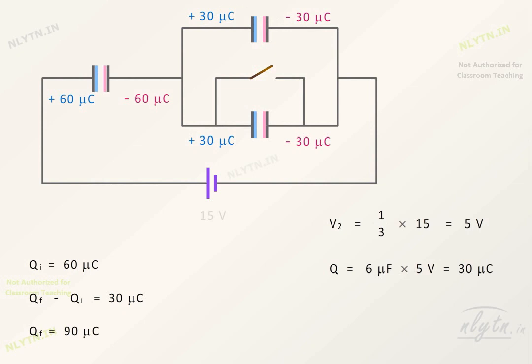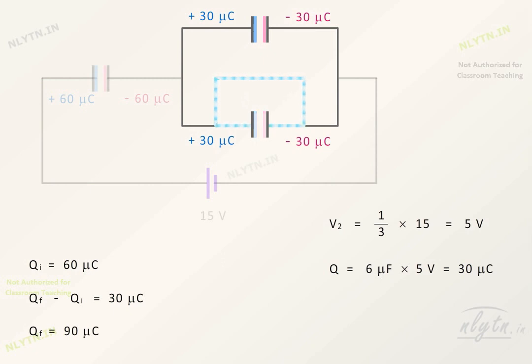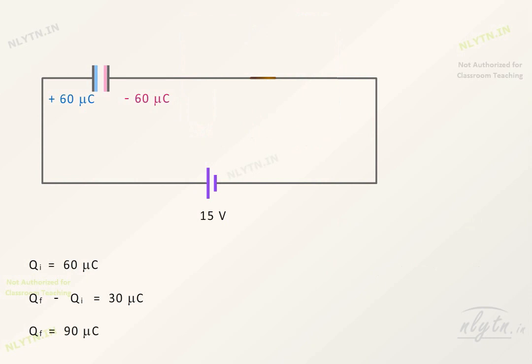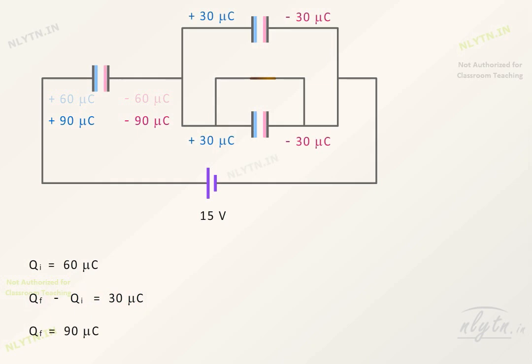Now, when the switch is closed, these capacitors are discharged. That is, charge on this plate moves to this plate, passing through the switch. And charge on this plate moves to this plate, passing through the switch. Also, an additional charge flows from the battery, which is equal to this term, and this also passes through the switch. So the total charge flowing through the switch is equal to this term.